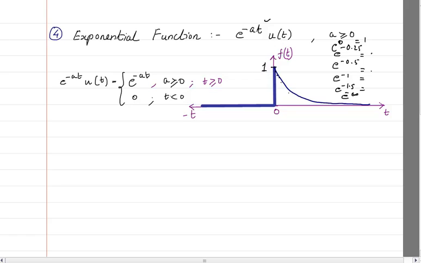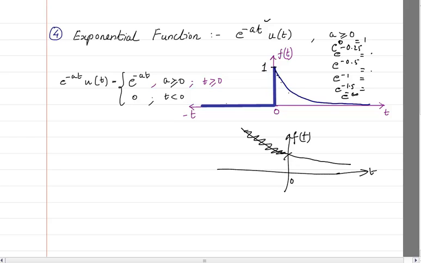Now, generally, if I am not keeping this u of t, the signal will look something like this. It will look like f of t. But since we are taking u of t, we will be only taking the values from 0 to infinity. So this much portion will not be there, and that is why we are having these values as 0 here. And from this value we are having, this is always going to be 1, and then this value slowly goes down.